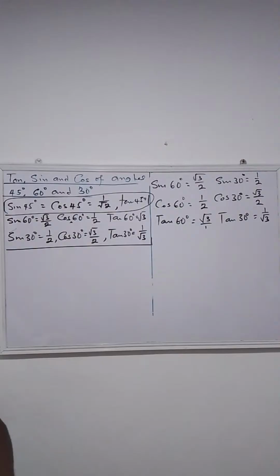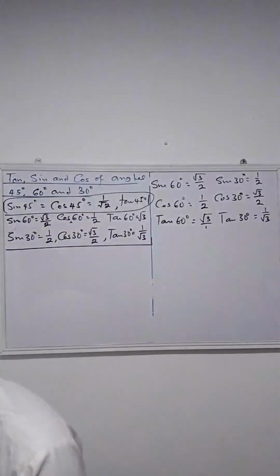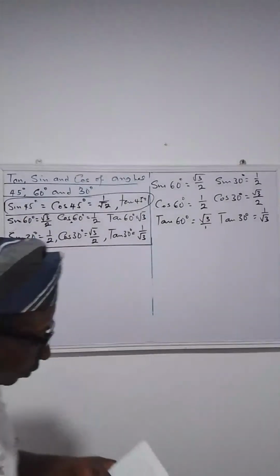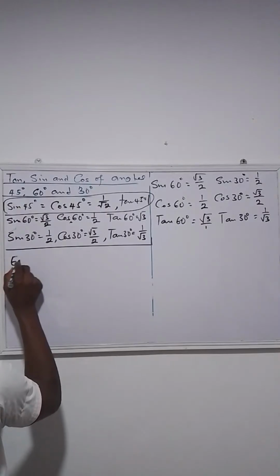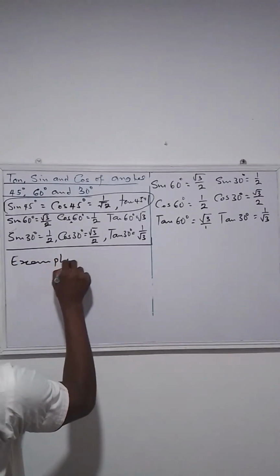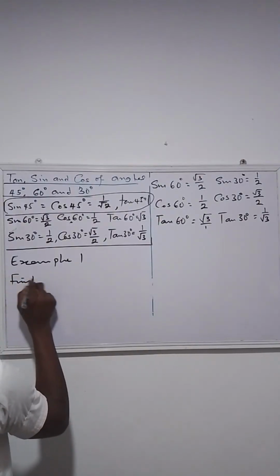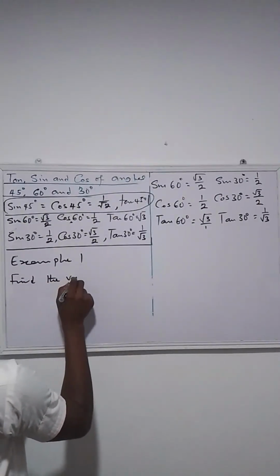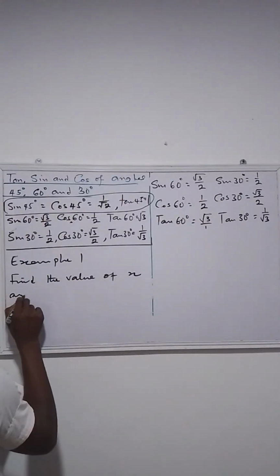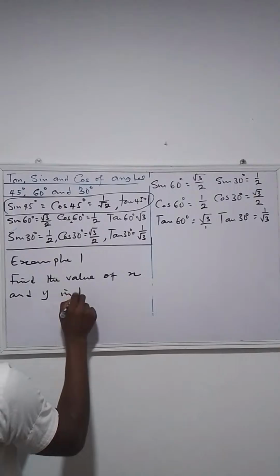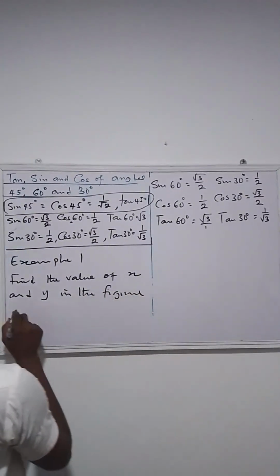Okay. All right. Now let's begin to look at our problems on the trigonometrical ratio. Now let's look at the first example here. Find the value of x and y in the figure below.